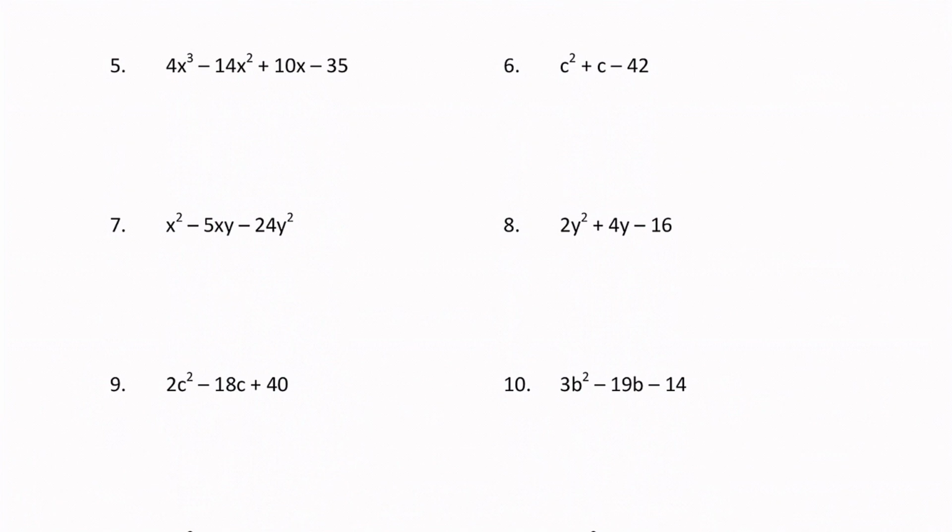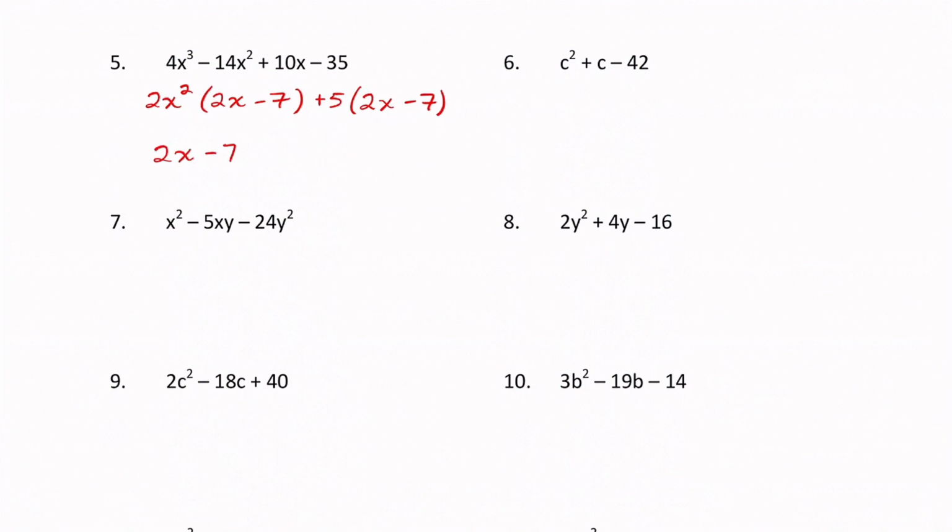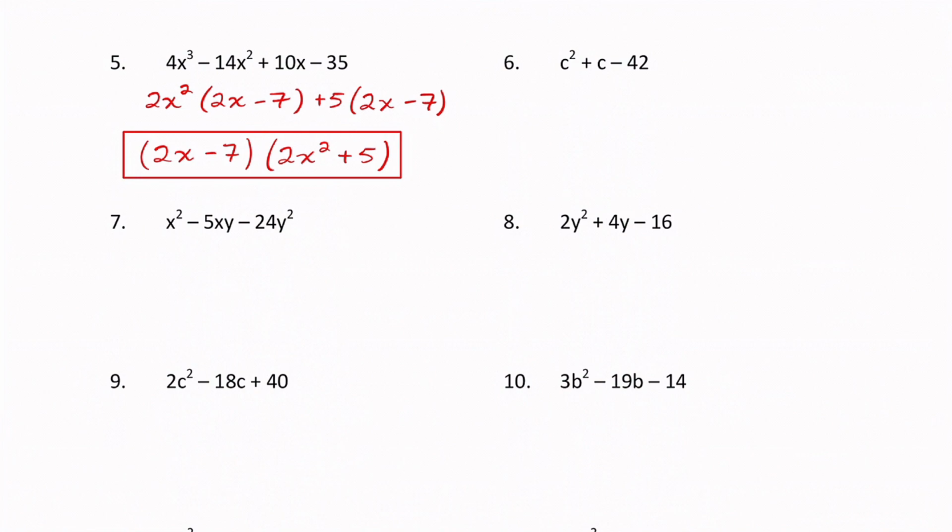Okay, on the next page again, we start with 4 terms. 1, 2, 3, 4. So I'm going to try to do factor by grouping. So it goes small to big, small to big. So I'm thinking it's a good order. So in the first 2, I can pull a factor of 2 out and a factor of x squared. With the second 2, I can pull a factor of 5 out. And then again, we get the same thing in brackets, so factor that out. Okay, and then that is our final answer.